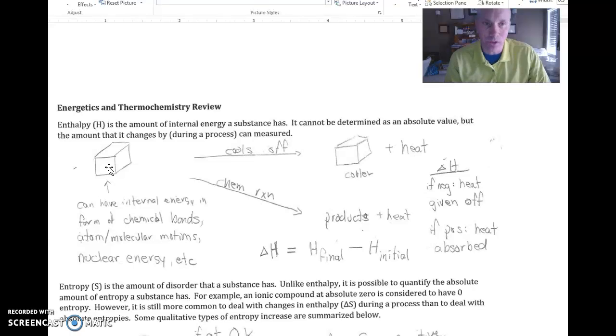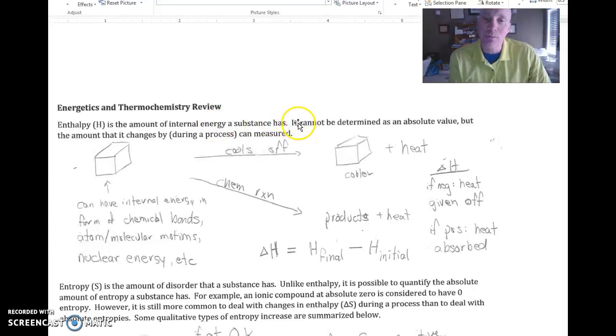But there's also chemical energy. If you have, let's say, a gallon of cold gasoline, it doesn't have a whole lot of thermal energy, but it still has a lot of enthalpy because there's chemical bonds in the gasoline that can be turned into heat, or energy. So enthalpy is just that total amount of internal energy that something has.